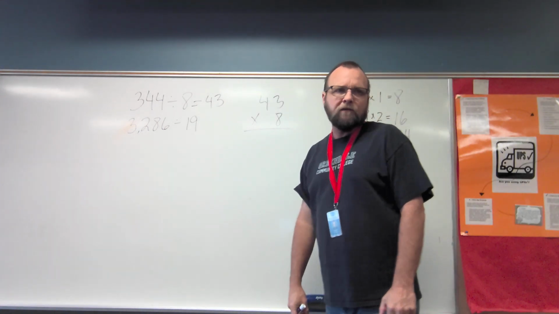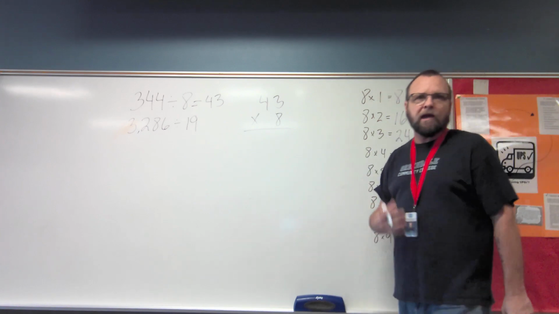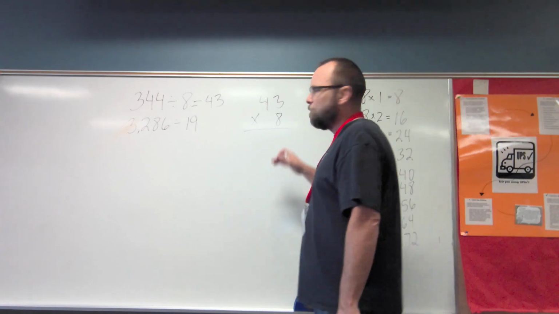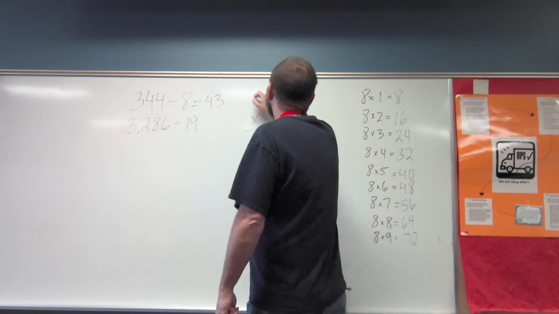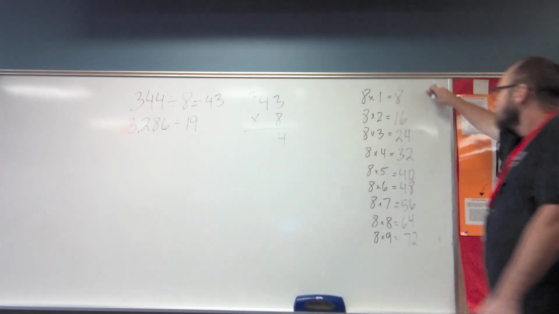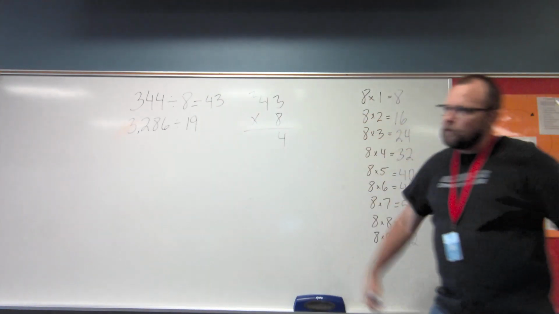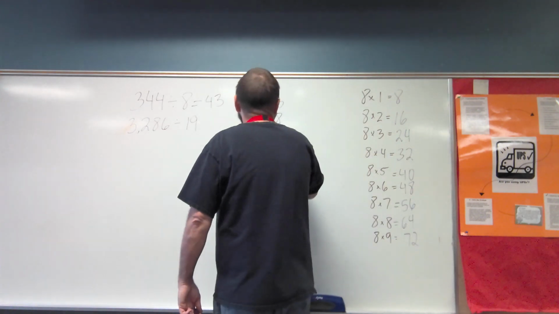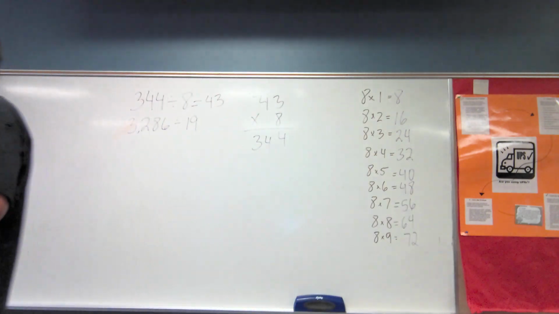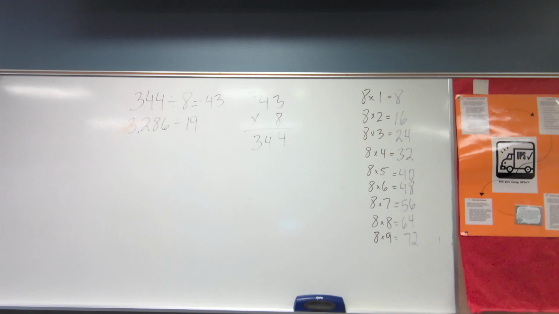I should get my dividend. I don't have a remainder I have to add here, so we're in good shape. 8 times 3 is 24. 8 times 4 is 32. Plus 2 more is 34. So boom, shakalaka, that worked. But we're not done.